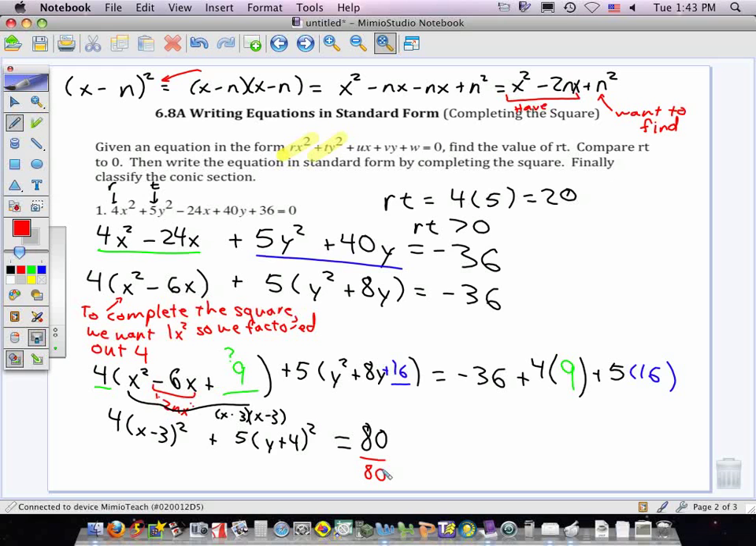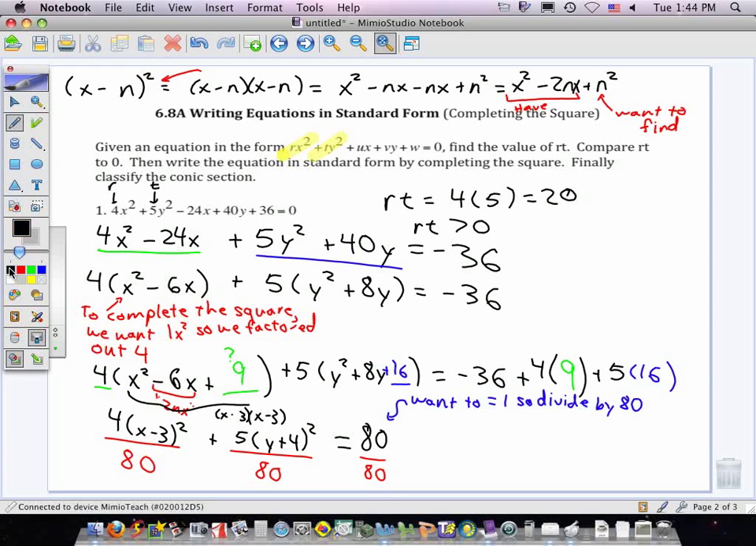So I'm just going to divide. Why are we doing that? Because what's our general form look like? It's x squared plus y squared equals one. X squared over something, y squared over something equals one. Want to equal one, so divide by 80.